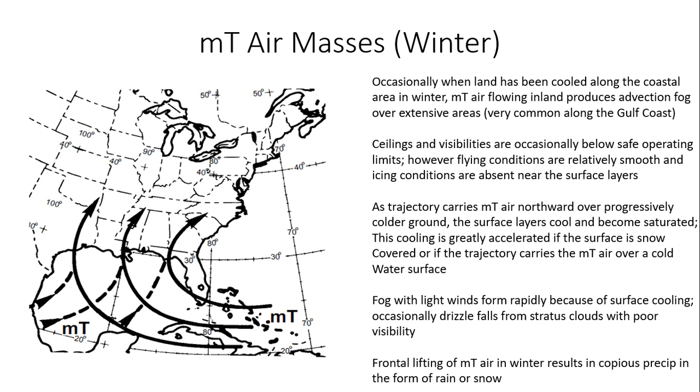And sometimes you get frontal lifting. As this maritime tropical air eventually moves towards the mid-Atlantic, if you have a frontal boundary there coming down from the north with continental polar air trying to push south, these air masses converge along that front, and you can actually get quite a storm system with steadier precipitation, and it can be quite heavy in the form of rain or snow.